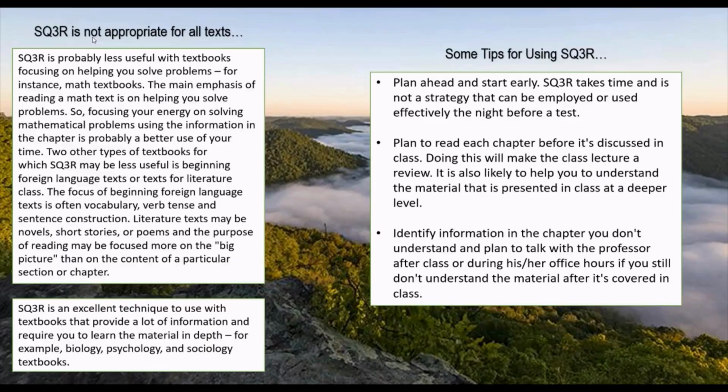And literature texts may be novels, short stories, poems, and the purpose of reading may be focused on the big picture more than on a particular chapter or section. So SQ3R works best for informational text where you're given a lot of information. So SQ3R is an excellent technique to use with biology, psychology, sociology, history, most of your sciences.